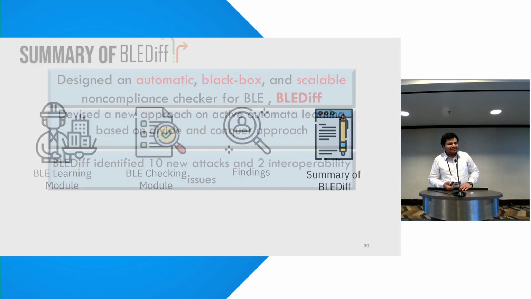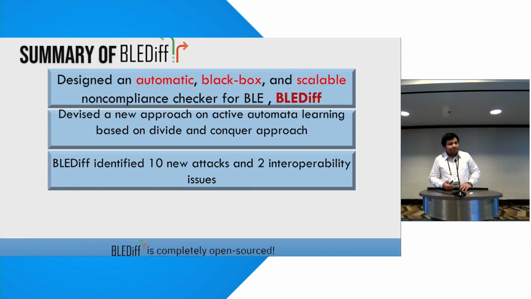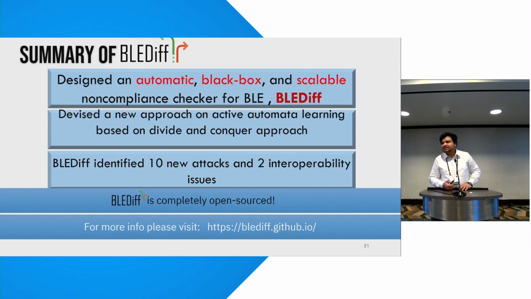So lastly, summary: we designed an automated black box non-compliance checker for BLE called BLEDiff. We devised a new approach to active automata learning that is based on divide and conquer. We found 10 new attacks and 2 interoperability issues. BLEDiff is completely open sourced. Please try out our code, our tool. It should be interesting. For more information, you can visit the website. Thank you.